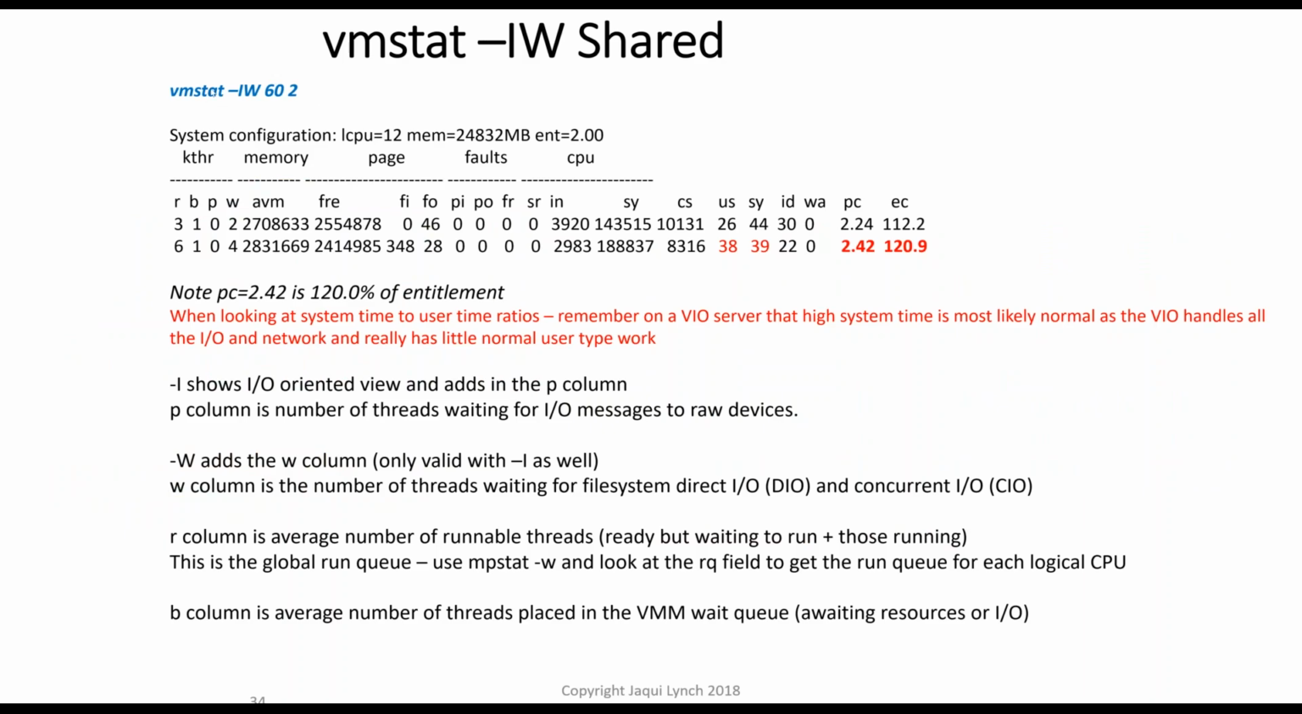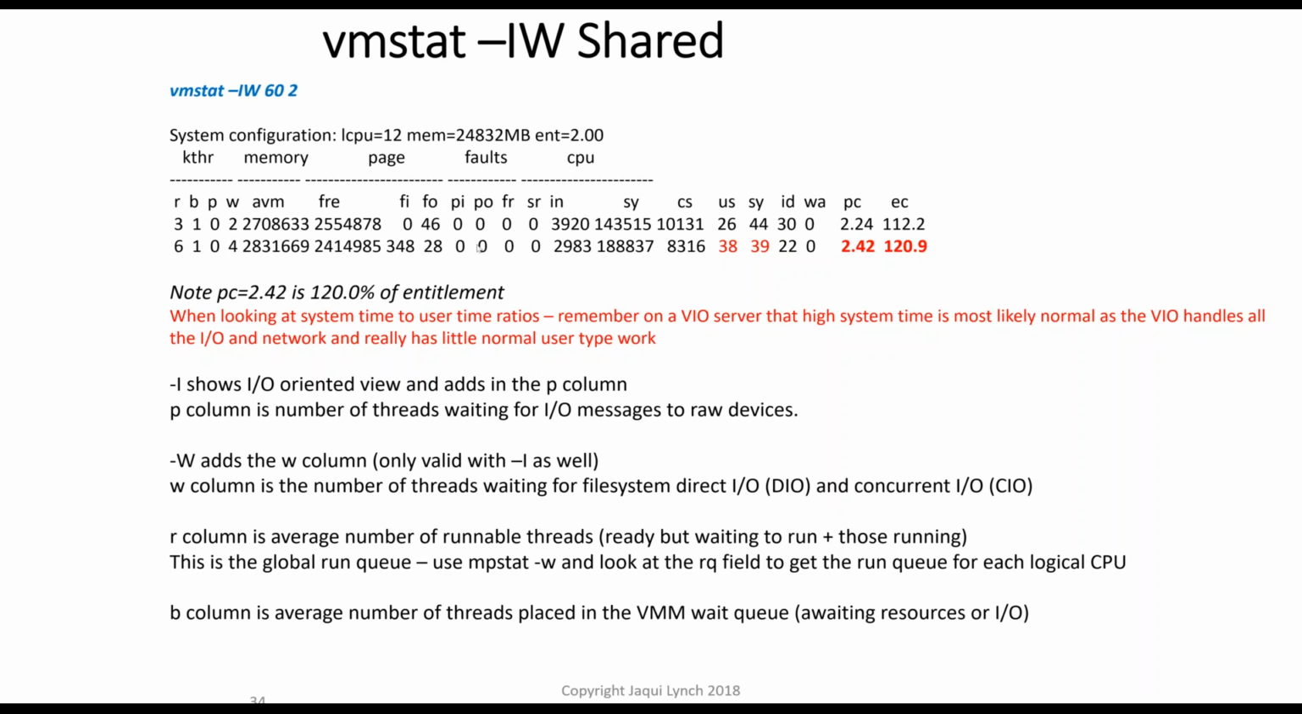I've stopped using just vmstat, and I always add the -I -W. The reason that I do that is it gets rid of some columns that are of no value, and it adds some columns that are valuable. The columns that it adds are the P column, which is the number of threads that are waiting for I/O messages to raw devices. This new W column is basically an indicator of threads that are waiting on direct I/O and concurrent I/O. And I find those useful.